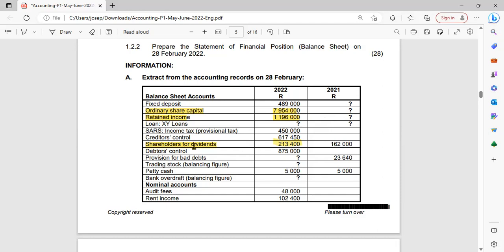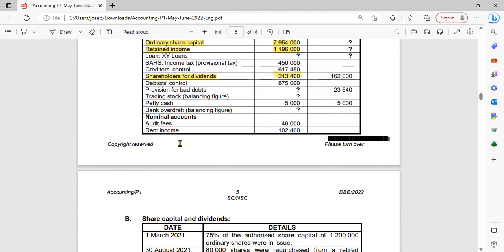So we are given shareholders for dividends. Just take it as your final dividends, the dividends that we declare at the end of the financial year. So meaning last year, or the previous year, we declared 162,000 as our final dividends, right? So this year we declared 213,400 as our final dividends.